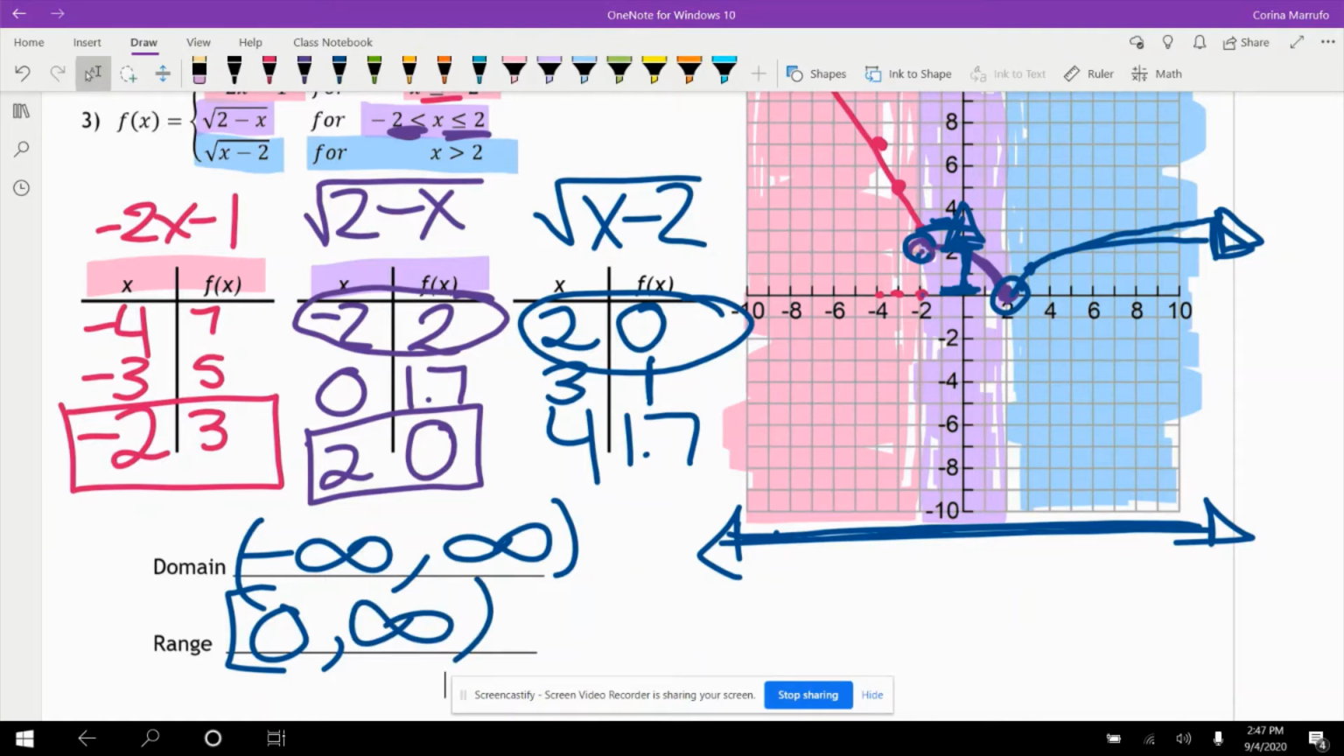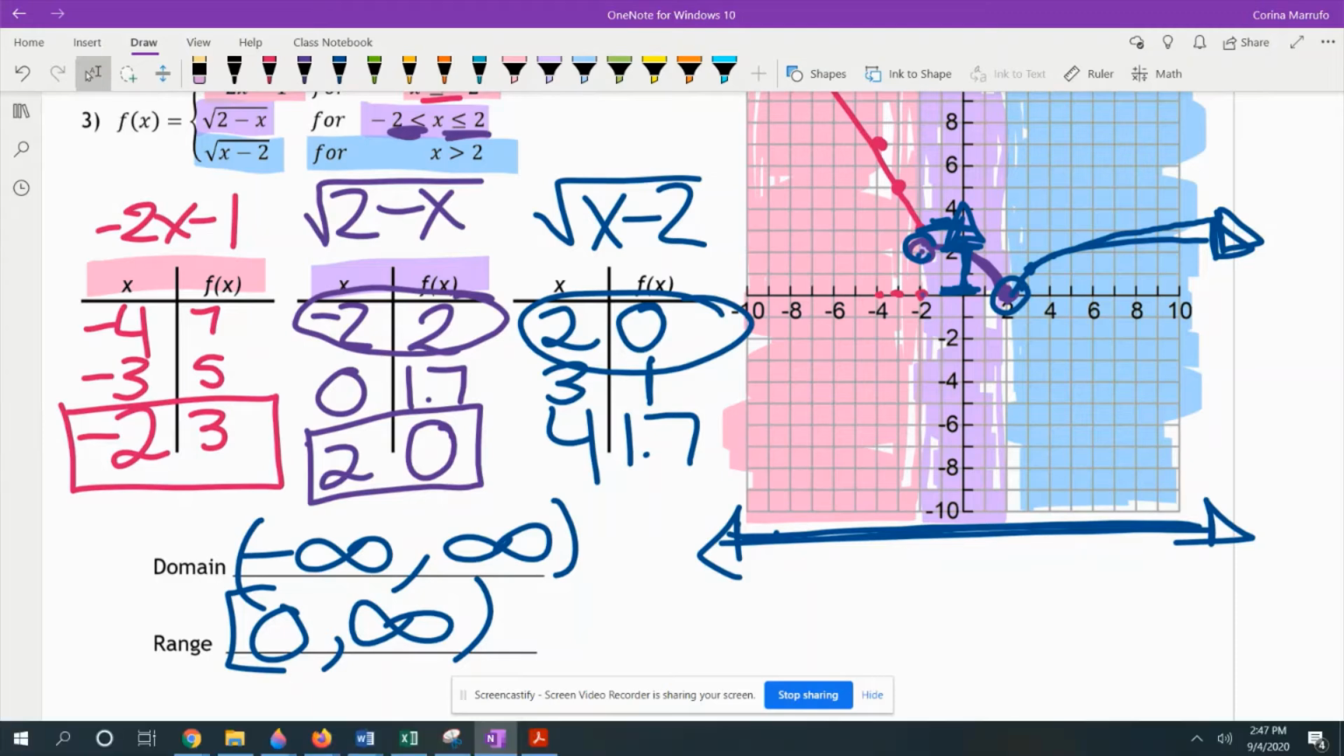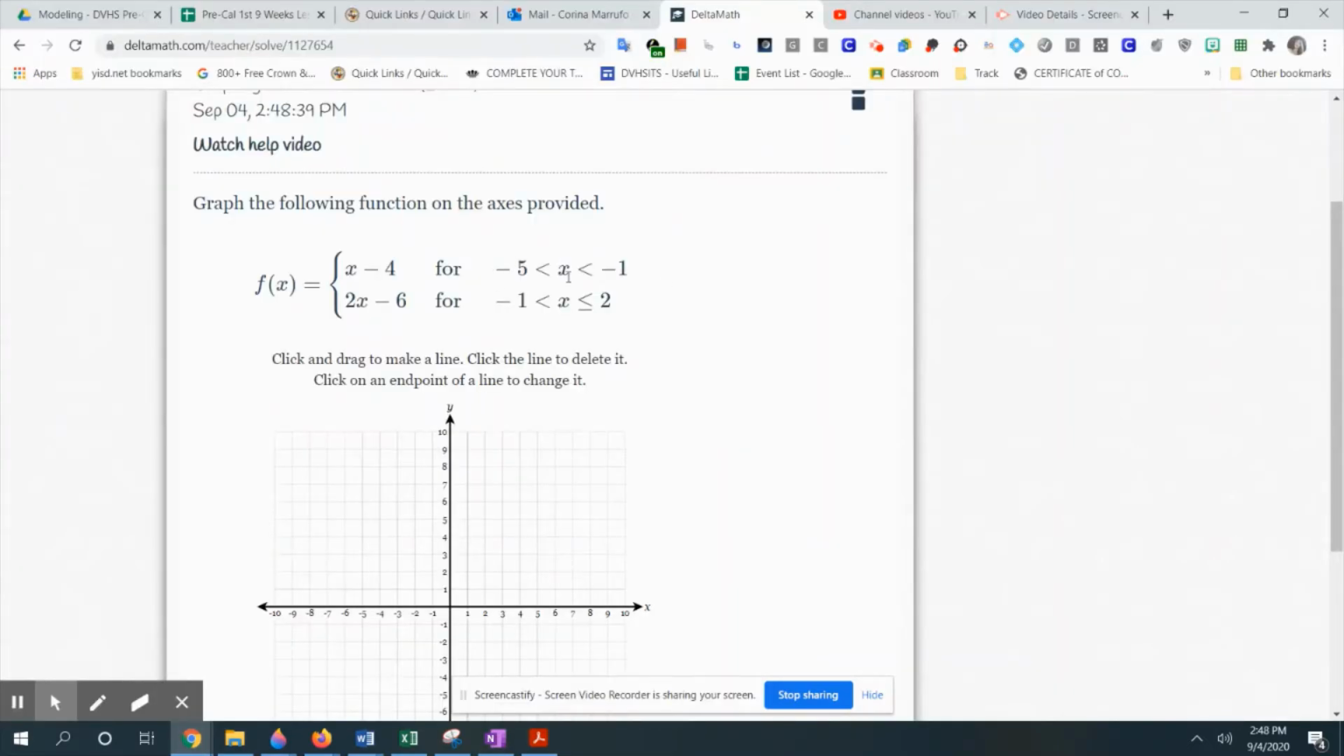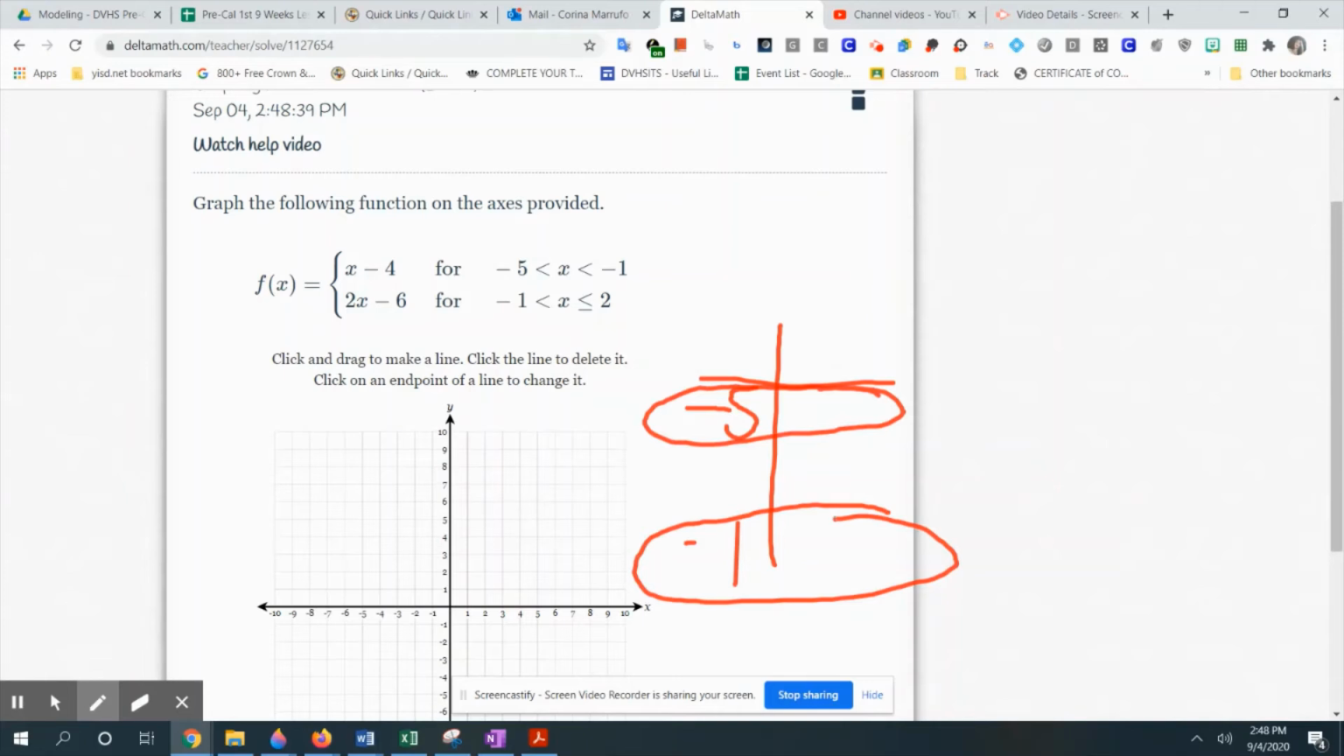All right, so that's it for the notes. Let's go ahead and look at your Delta Math just so you can see what to expect. So this one's -5 to -1. I just want to show you guys how you're going to graph it on here. So first, we're going to go from -5 all the way to -1. Both of them are open circles. And of course, you would show your work on a separate sheet of paper. And you pick a few numbers in between. I'm just going to pick one number in between for the sake of the example.